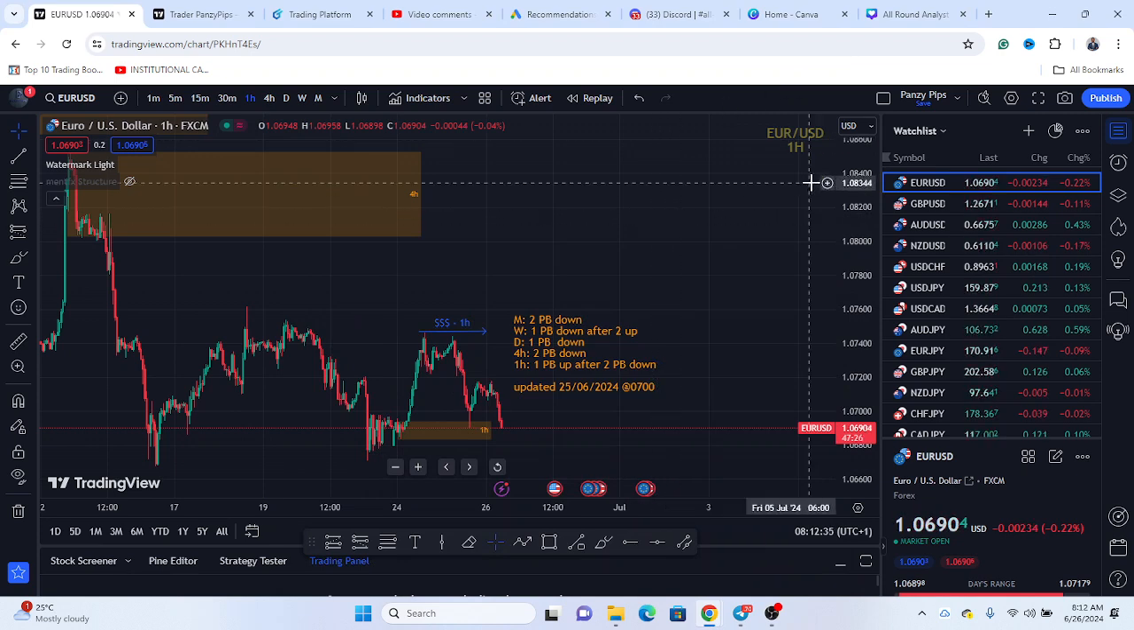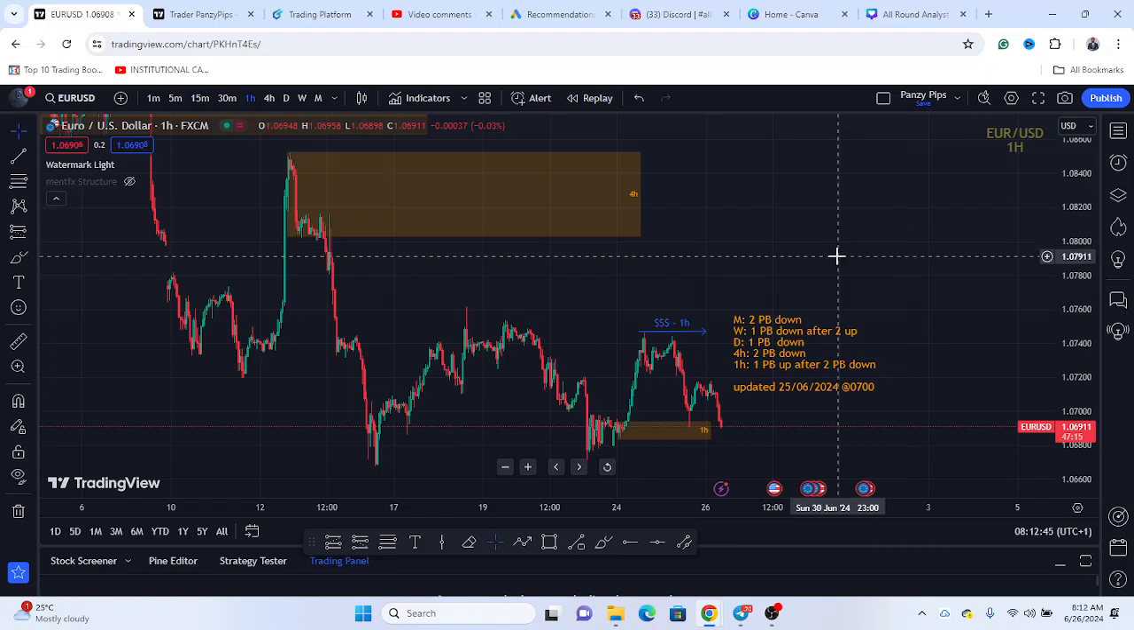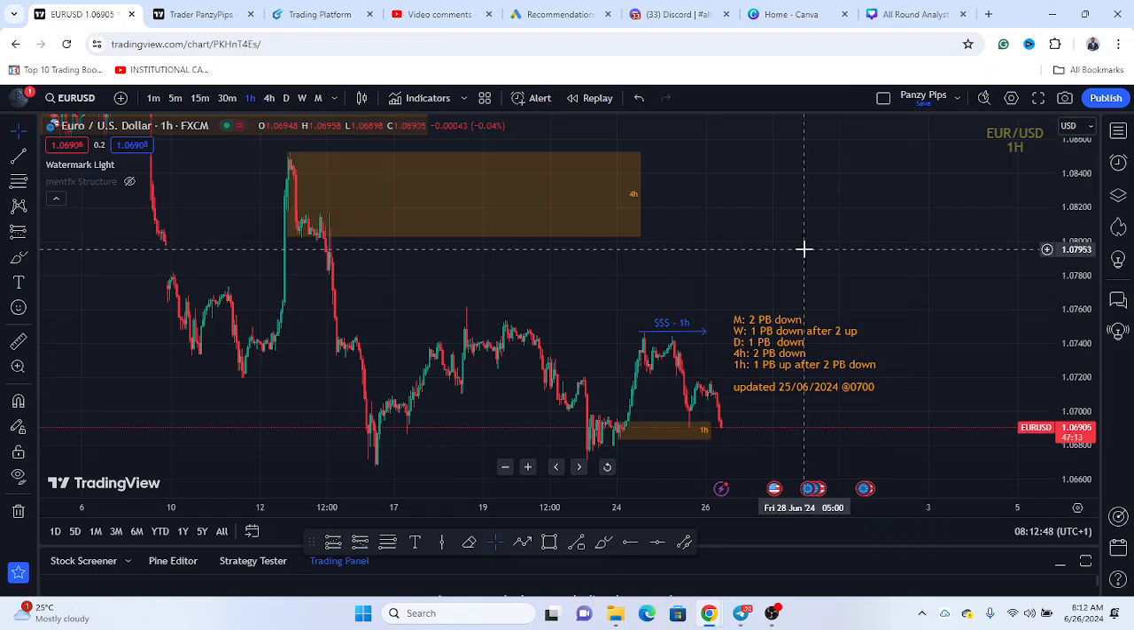Today, we're going to be very quick, very quick. We'll just pick up from where we left yesterday. Yesterday, we had done complete top-down analysis from the monthly down to the weekly, daily, 4 hour, onto the 1 hour. But today, since we already know where we're coming from, we have all of that information in hindsight. We'll focus today on just the 1 hour chart.